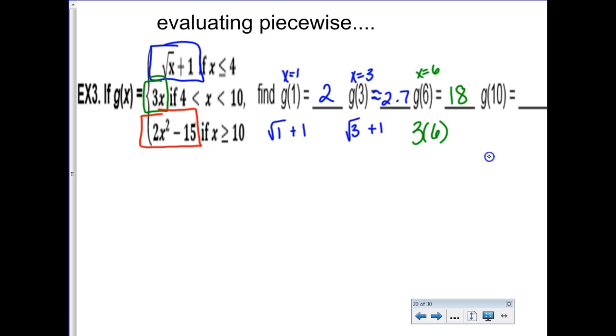And what about plugging in exactly x equals 10? Bottom function this time, because it does say that if your number x is greater than or equal to 10, you must use this bottom function. So 2 times 10 squared minus 15 is 185. That says 185. It's on the corner of the screen. You can see it. So, piecewise functions. They're exciting.